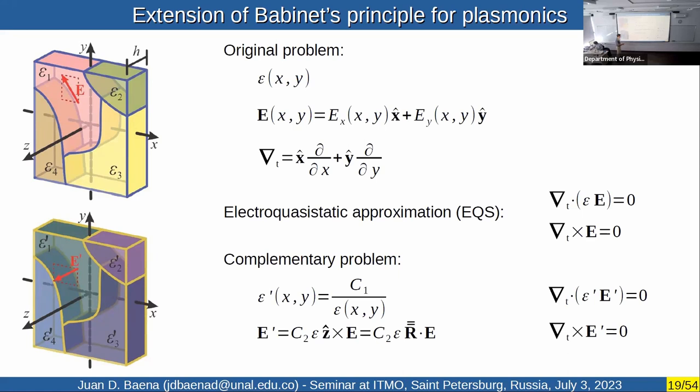Okay, I will define the permittivity of the complementary problem like this formula. I will take epsilon prime for the complementary structure in such a way that epsilon prime multiplied by epsilon is equal to some constant. This is the way to define the complementary structure. If I proceed in this way to define the complementary problem, then by using these equations, I can demonstrate these ones. So this is the way to demonstrate that if the original field is a solution of the electroquasi-static approximation equations, this should also be a solution.